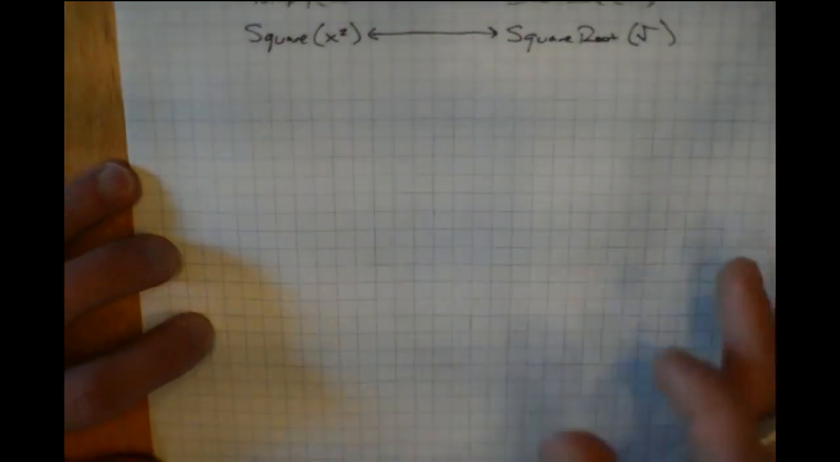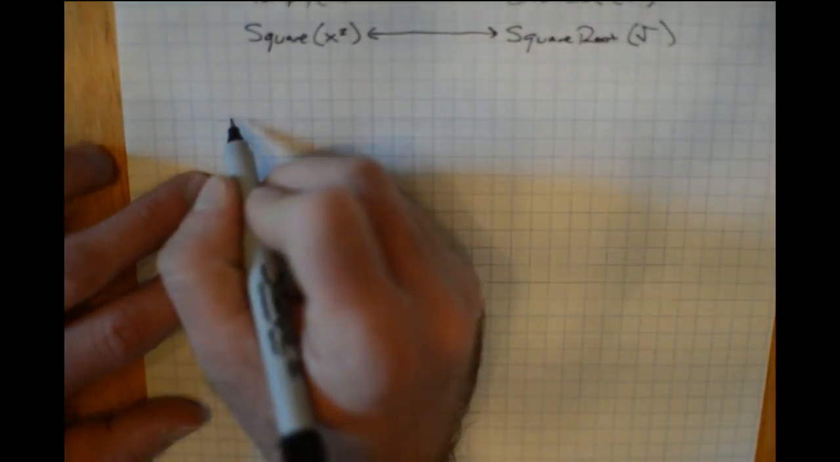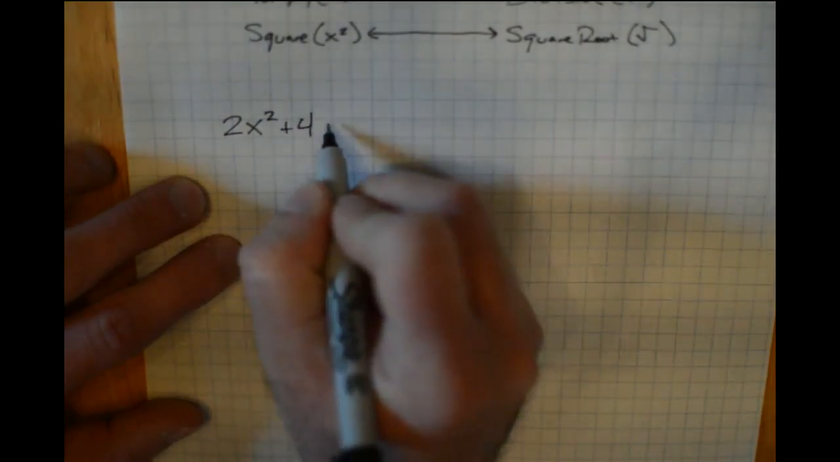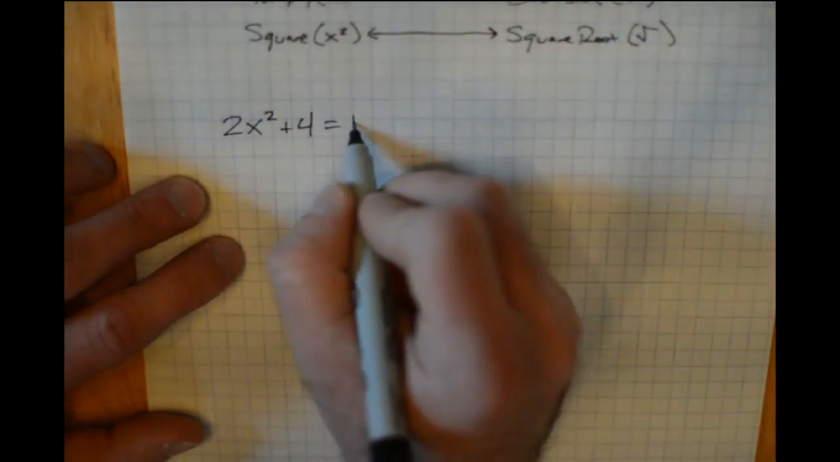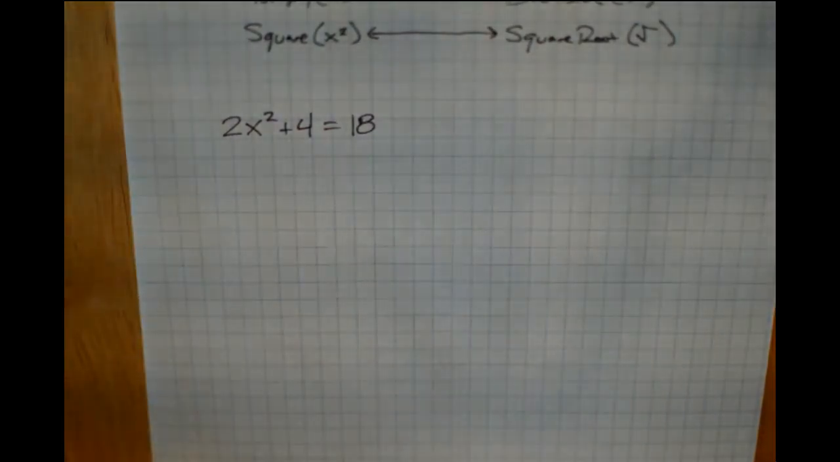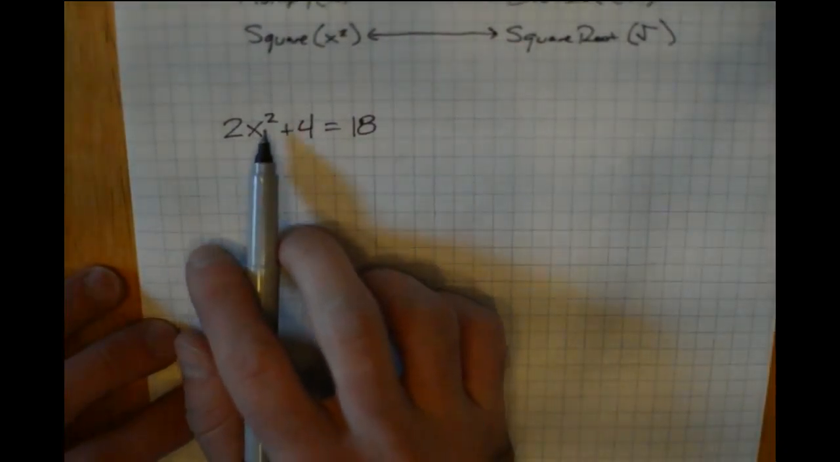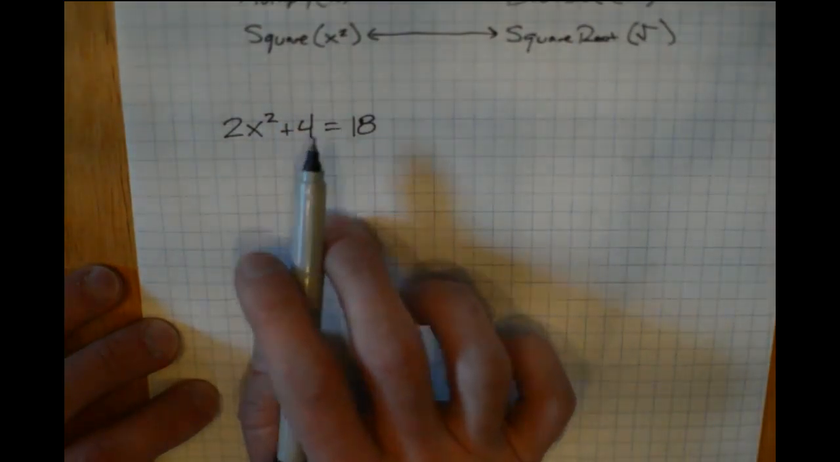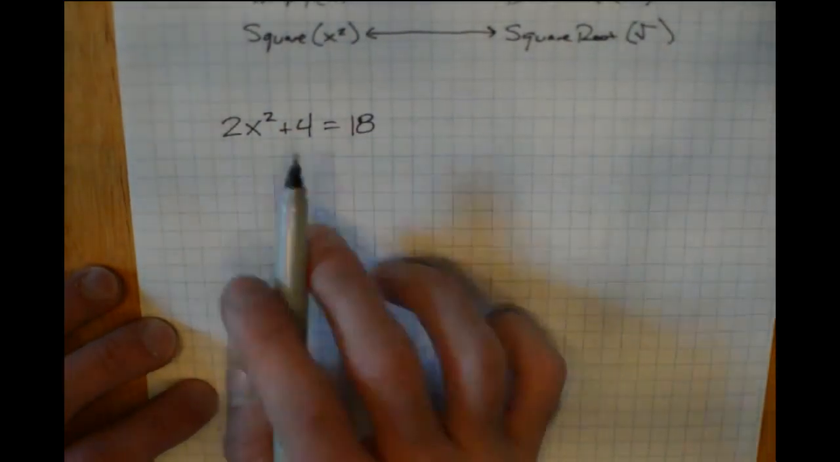So, for example, if we're going to take a look at solving something like 2x squared plus 4 is equal to 18, that equation has the variable being squared, but there aren't any other variables around it. So we're going to be able to solve that using a square root.